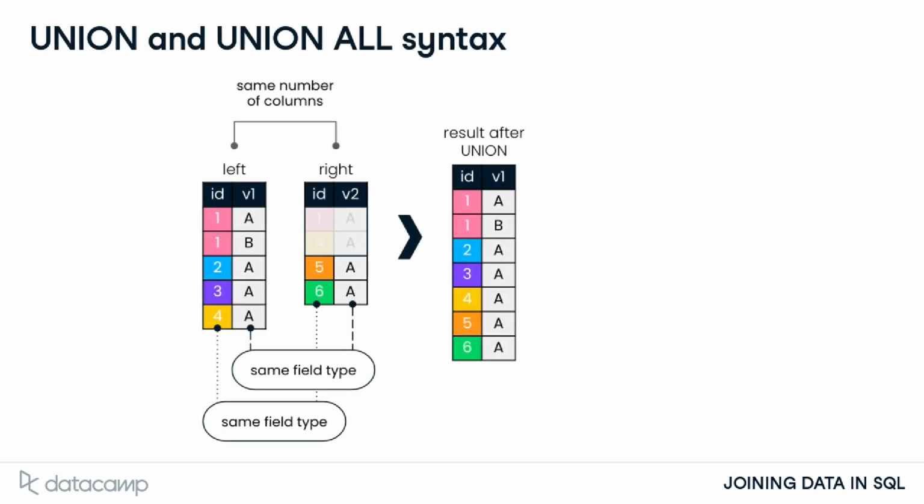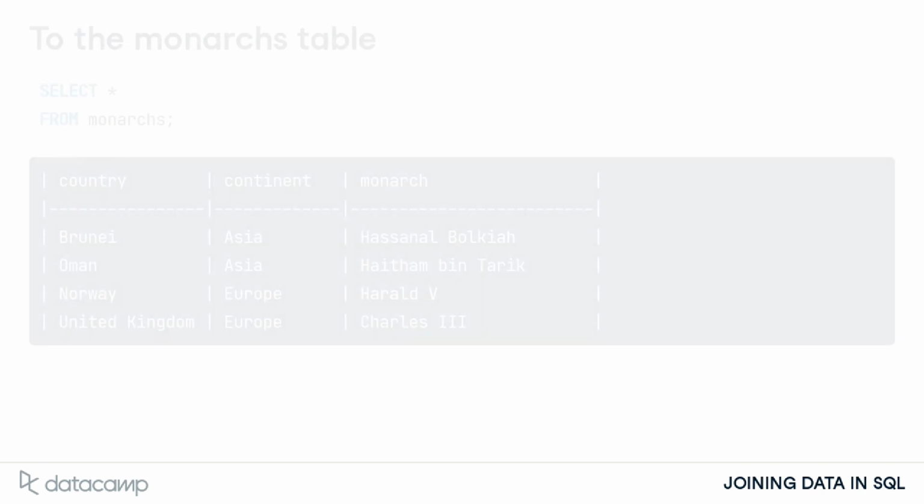For all set operations, the number of selected columns and their respective data types must be identical. For instance, we can't stack a number field on top of a character field. The result will only use field names, or aliases if used, of the first select statement in the query.